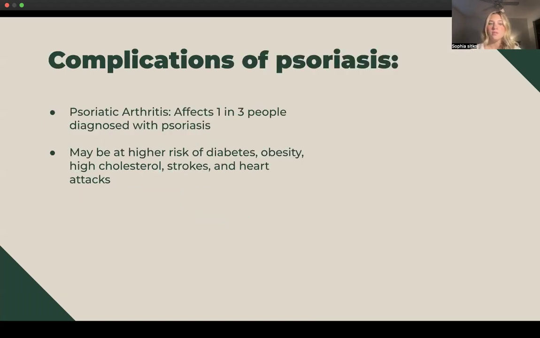So complications of psoriasis. Like I mentioned before, psoriatic arthritis is a complication of psoriasis, and it's going to affect 1 in 3 people. And this is basically just inflammation to the joints. It's going to cause pain, stiffness, and swelling. And this usually happens to people who were diagnosed with psoriasis when they were younger, and then when they get into their 50s and 60s, they develop psoriatic arthritis as a result of living with the condition for such a long period of time. And people with psoriasis may also be at a higher risk of diabetes, obesity, high cholesterol, strokes, and heart attack.